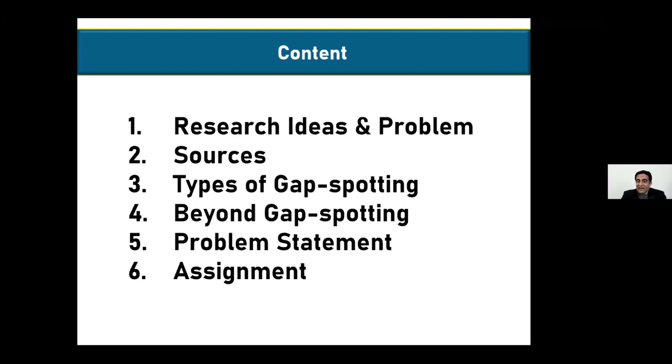And at the end, I have also prepared an assignment for you. I hope that this assignment will help make the session an experiential learning, because at the end, what we know and understand must be translated into experiential learning. So this assignment will definitely help you.